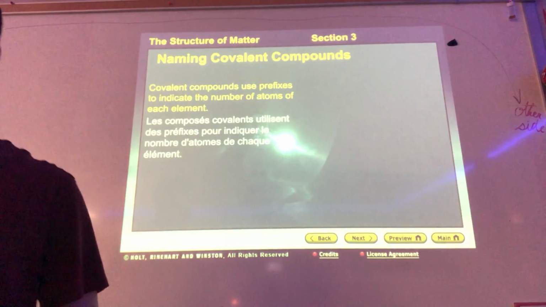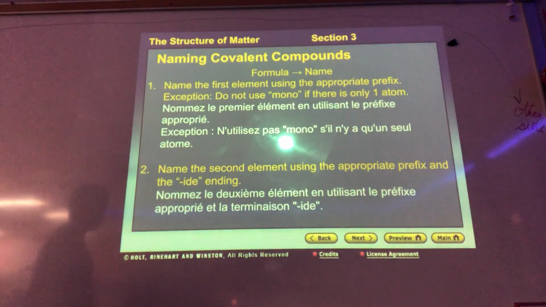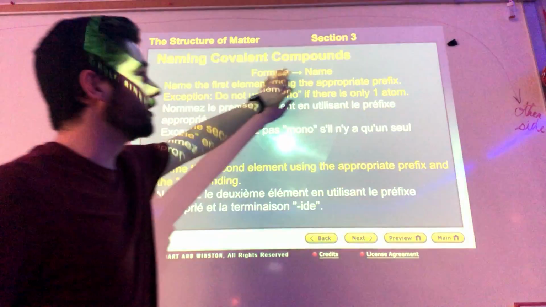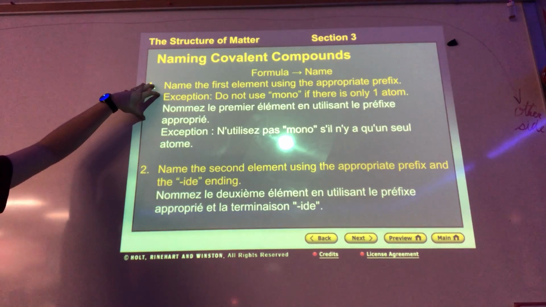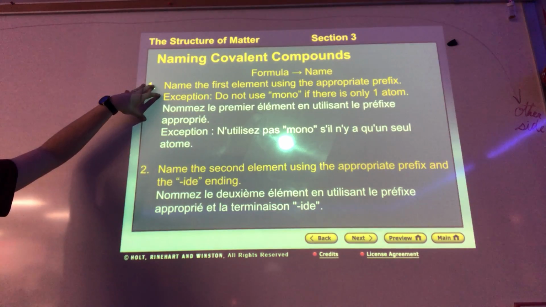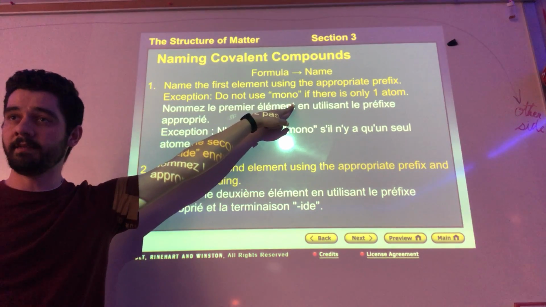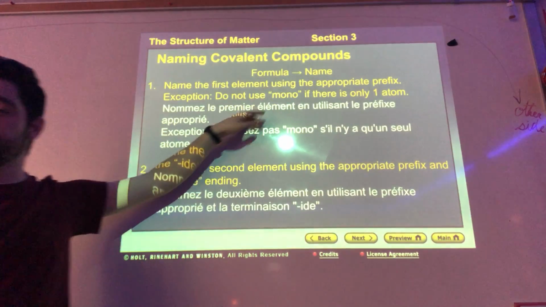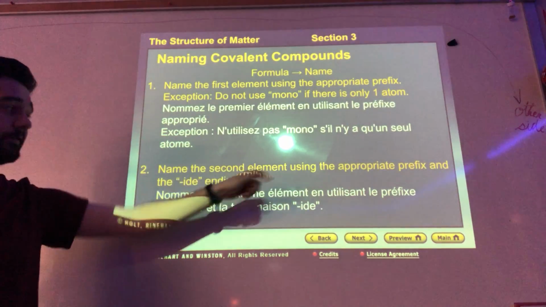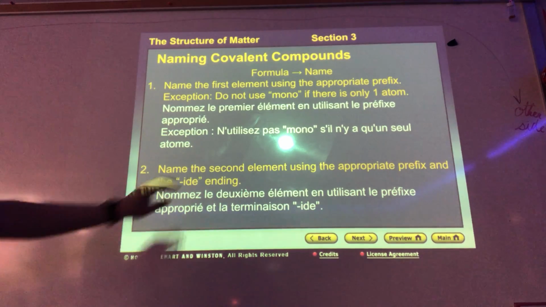We are going to use these prefixes to name covalent compounds. Step 1. If I give you the chemical formula and I want you to name it, there are two steps. Step 1: Name the first element with the prefix, unless there's only one, we never use mono for the first element. I would write this down. Step 2: Name the second element with the right prefix and then use the -ide ending.